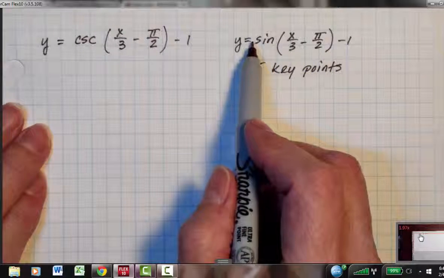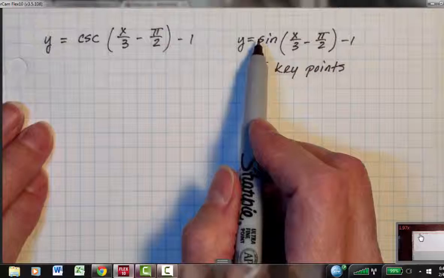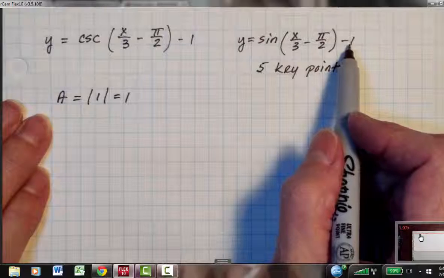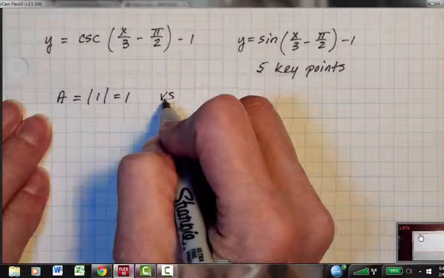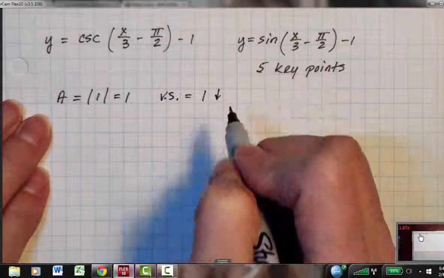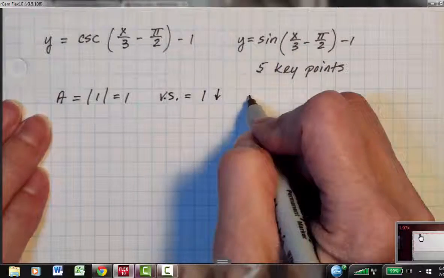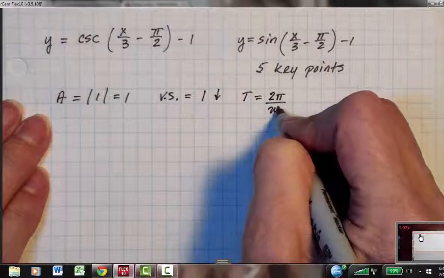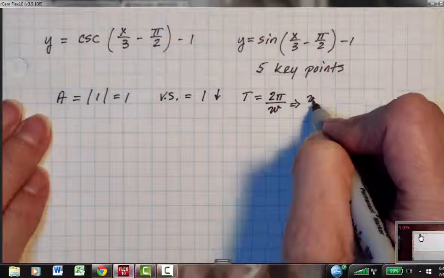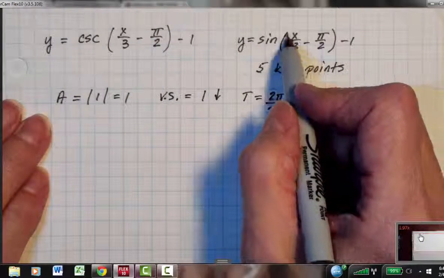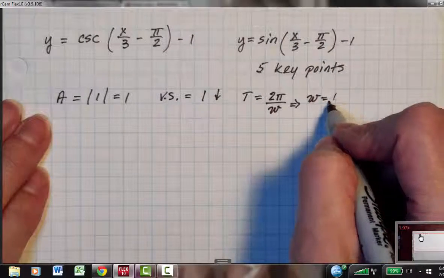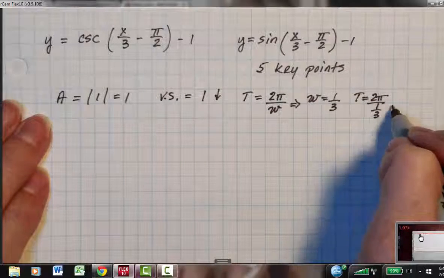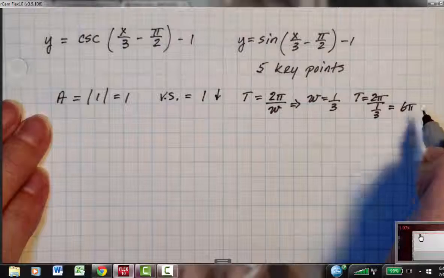And my sine function, first of all, I'm going to look at the amplitude. The amplitude is my coefficient of my function, which in this case is 1. So amplitude of 1. I'm going to be looking for my vertical shift, which is minus 1, which means I'm going to be going down 1. I'm going to be looking at my period, and we're talking about the sine function. The normal period for the sine function is 2 pi over omega. In this case then, omega is equal to the coefficient of my x. Remember there's a 1 in front of that x, so my coefficient is 1/3. So then my period becomes 2 pi divided by 1/3, which equals 6 pi.